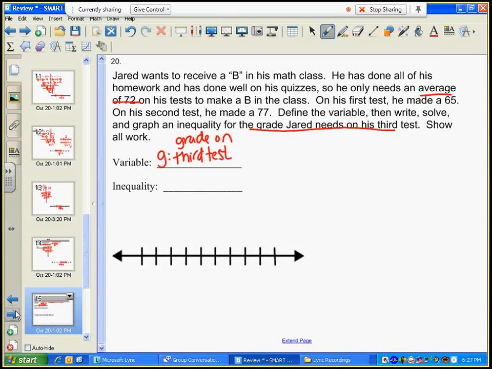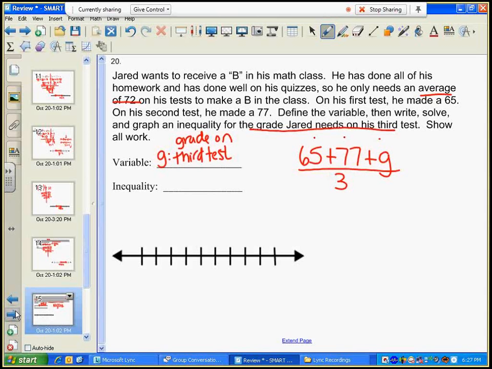So the first test he made a 65. And I'm going to add the second test where he made a 77. And I'm going to add the third test. Oh, I don't know what that is yet. That's my variable G. Okay. And once I get all those things, I'm going to divide them by how many? 1, 2, 3. I'm going to divide it by 3. That's what the average is.